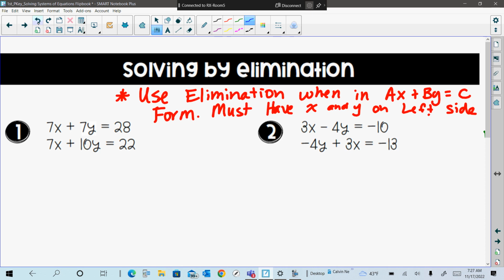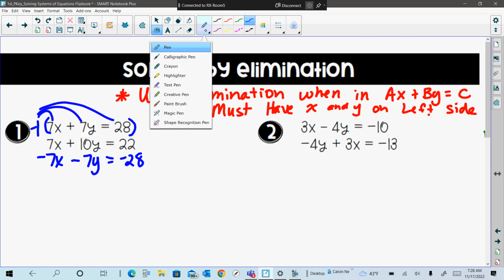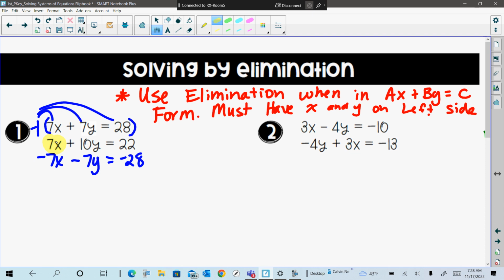So like right off the bat, both of these x's are positive. So I need to make one of them negative. I'm just going to make the top one negative by multiplying by a -1 to each term. So I'm going to write it underneath. This becomes now -7x. Now -7y equals a -28. By doing that, I now have a positive 7x and a negative 7x. I have opposites. That's what we want.